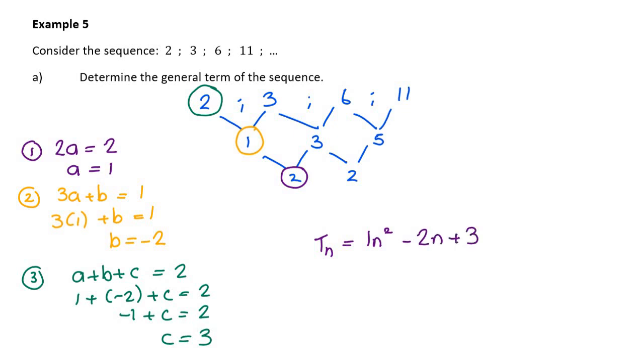Again, I would check. I would sub in n as 1 and check. Do I get out 2? Sub in n as 2. Do I get out 3? And I check that in my head, and I do. So I think I'm right.